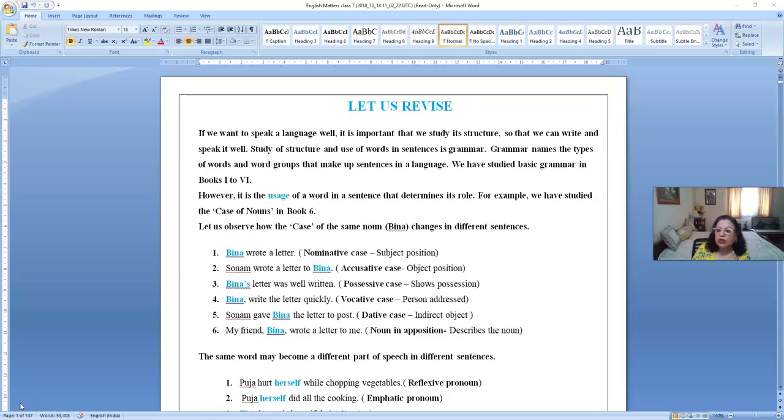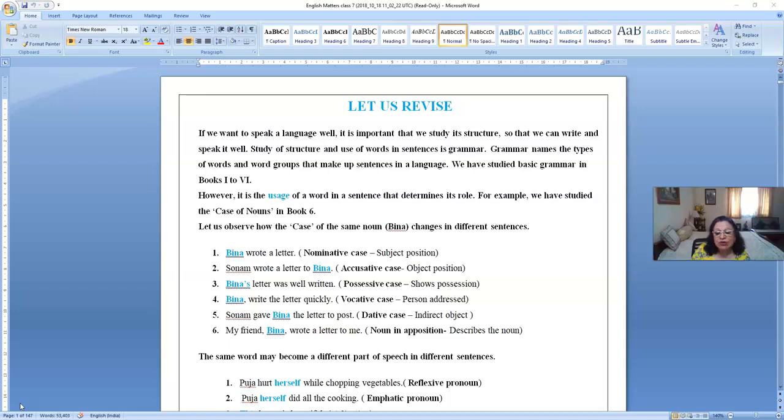Subject position, nominative. You nominate the subject. Then object position, accusative. You accuse the object. Then possessive cases, when the noun possesses. Vocative cases, when the noun is addressed. Dative cases, when it is the indirect object. And when it describes a noun, it is noun in apposition.